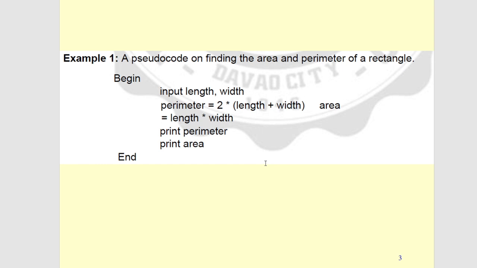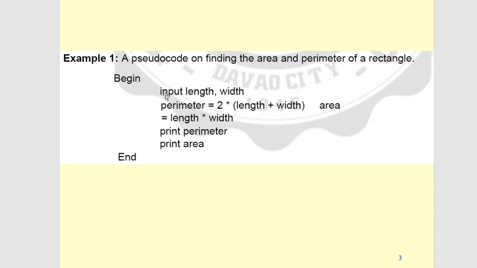Now how do you find the perimeter of a rectangle? So first step is, you're going to think of how you're going to do it, no? So that's what an algorithm is. In creating a pseudocode, you always start with begin and end with end. And then inside those, we are going to put the process, no?